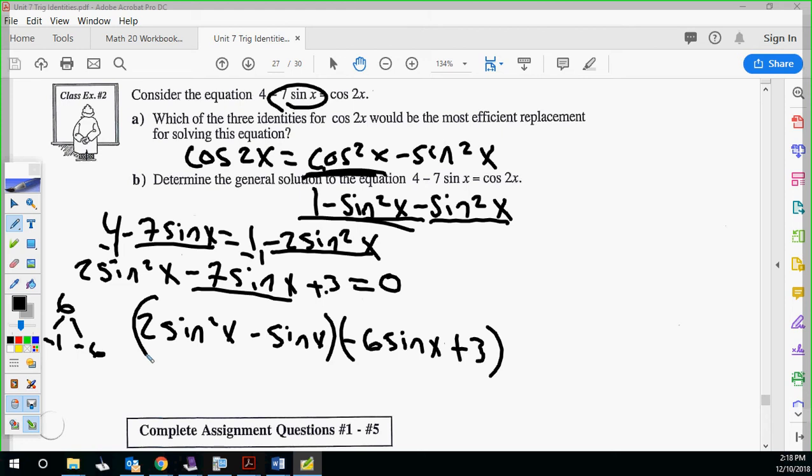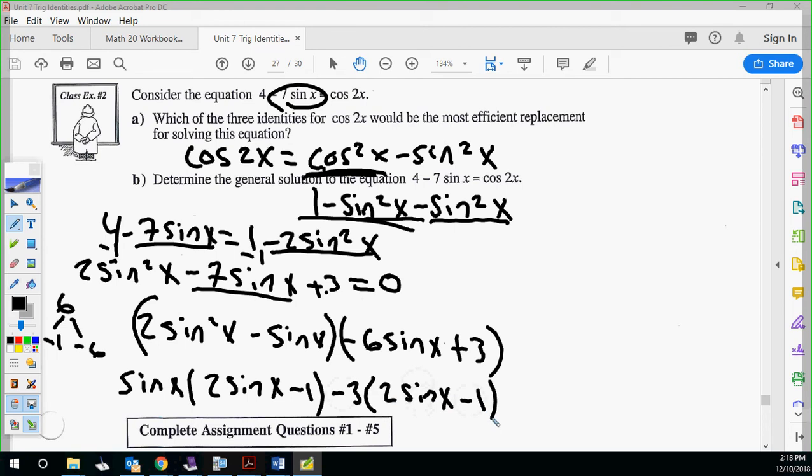Okay, pull a sine out of the first one. I get 2 sine x minus 1. Pull a negative 3 out of the second one. I get 2 sine x minus 1. We have it factored now.